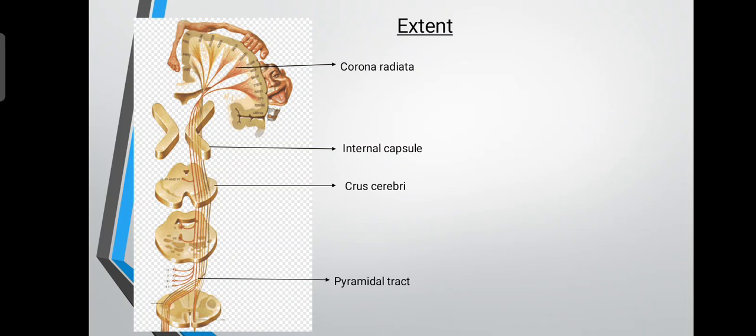So the internal capsule is the white matter fiber which is the continuation of the corona radiata. The fan-shaped corona radiata continues to form a compact bundle that is called the internal capsule, and that continues to the midbrain as crus cerebri.